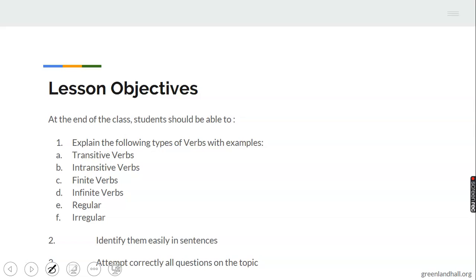And so our learning objectives: first, you should be able to explain these types of verbs with examples: the transitive verbs, intransitive verbs, the finite verb, the infinite verb, regular verbs, and the irregular verbs. Number two, you should be able to identify them easily in sentences, to pinpoint them easily. And lastly, number three, you should be able to attempt correctly all questions. Get 10 over 10 of all questions on this topic.